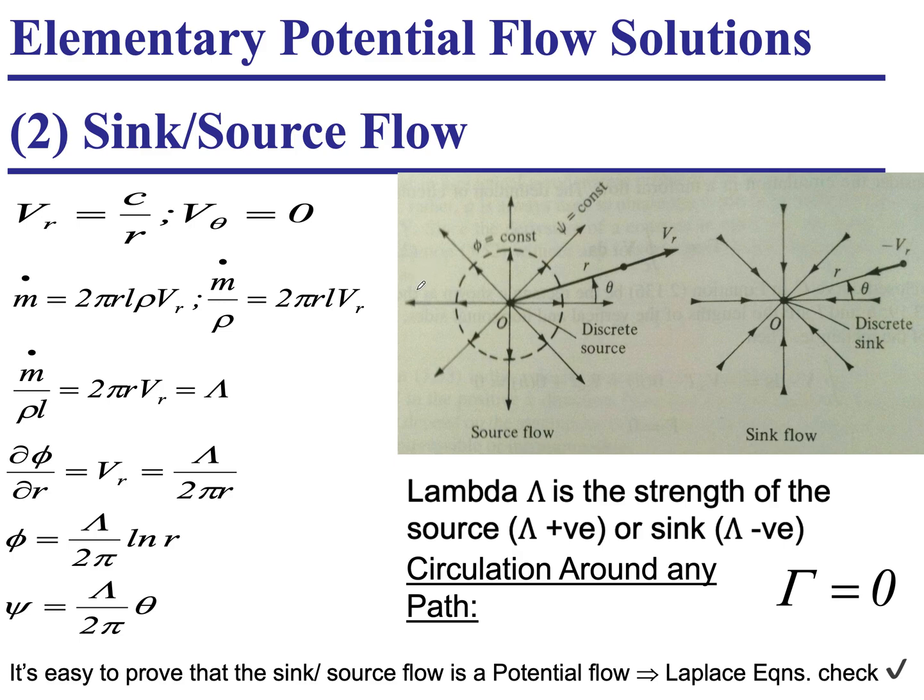The sink and source flow have a point source or a point sink from which all streamlines originate or at which they end. And we described the stream function and the velocity potential.